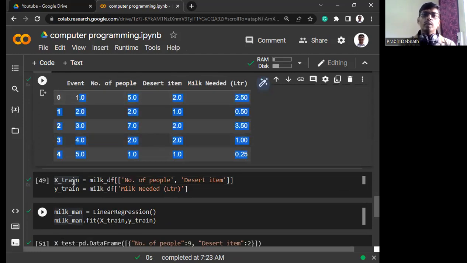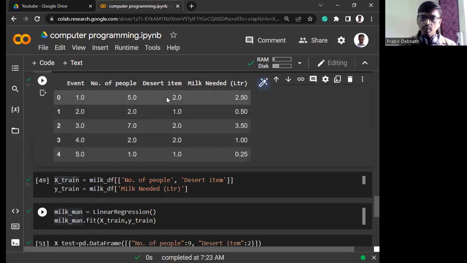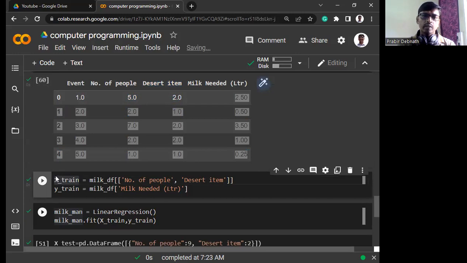So now what I will do, I will train my model with this X value or the number of people and dessert item, and this y value, what we need to predict. So we have splitted this table in two parts. One is X train and Y train. Let's run this code.